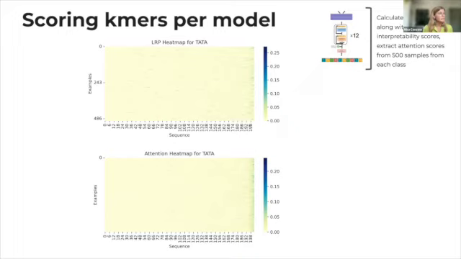You can see on the x-axis we have the length of the sequence, and this is actually the length of the k-mers. And on the y-axis, we have the number of examples. There's about 500 examples for the class, and you can see the LRP highlighted most important regions and the attention highlighted most important regions. It's a bit difficult to see, but there is some concordance between the regions identified as most important by attention and the regions identified as most important by LRP. There are also some differences. So the raw attention scores and the LRP scores aren't necessarily capturing the same most important regions.